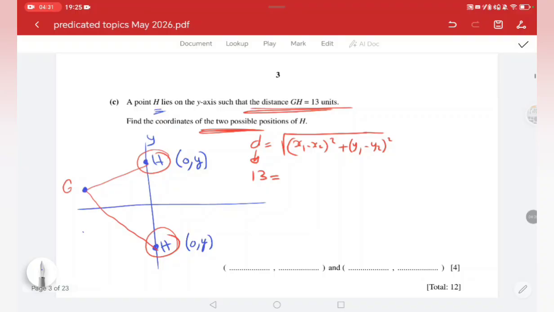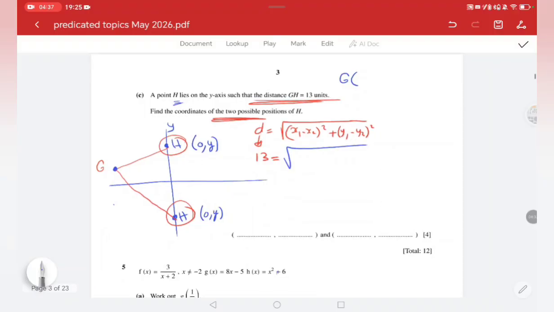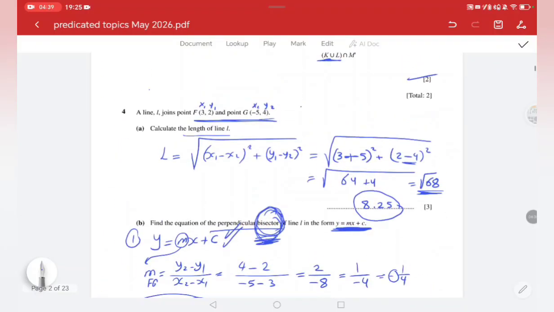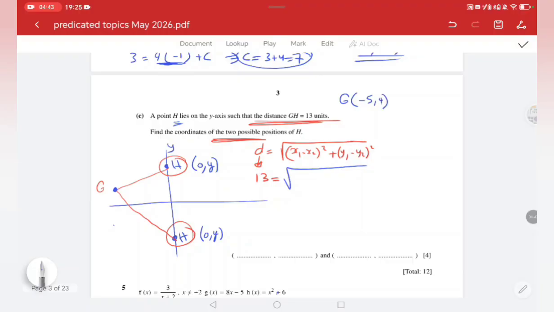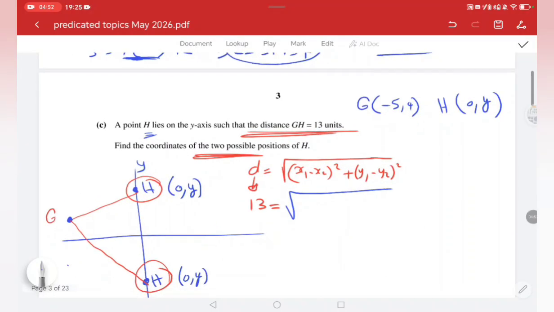The square root of G is, we said, 4, negative 5, 4. H, it's xy. We know that it's 0, y. So let's substitute in this formula.